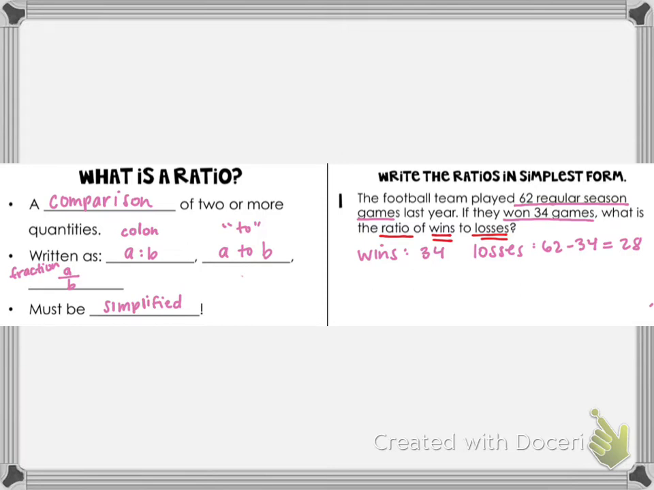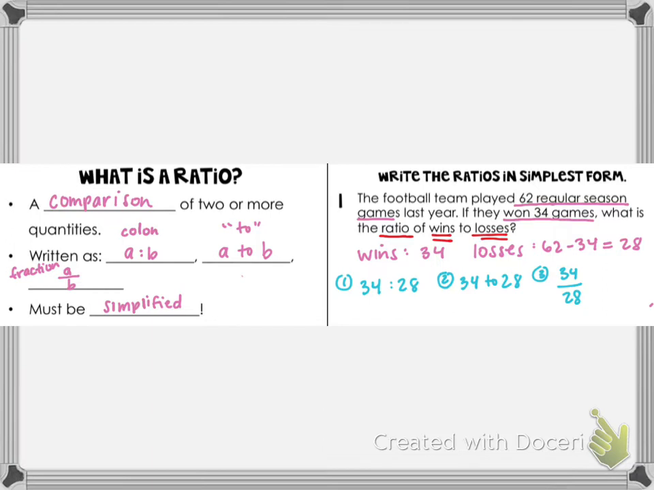So let's write it three different ways. First way would be 34 colon 28, so wins to losses. The second way you can write it is with the word to, so 34 to 28. And then the third way would be as a fraction, 34 over 28. And then don't forget, it always has to be simplified.